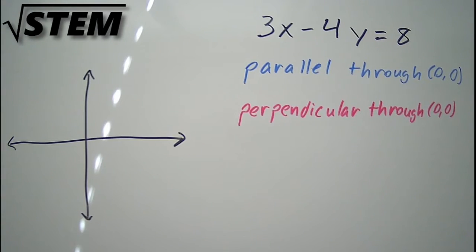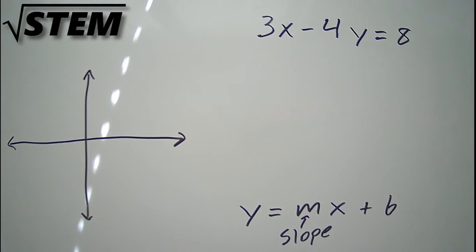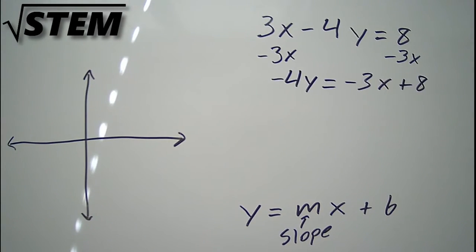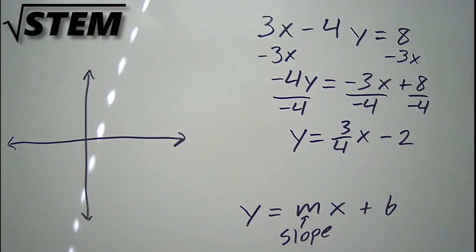Because parallel and perpendicular lines are based on the slope, let's start by solving this equation from standard form into y equals mx plus b form so we can see the slope m. First, we'll subtract 3x from both sides to get that minus 4y equals negative 3x plus 8. Now, to get the y by itself, we'll divide both sides by negative 4. This gives us that y equals 3/4 x minus 2.